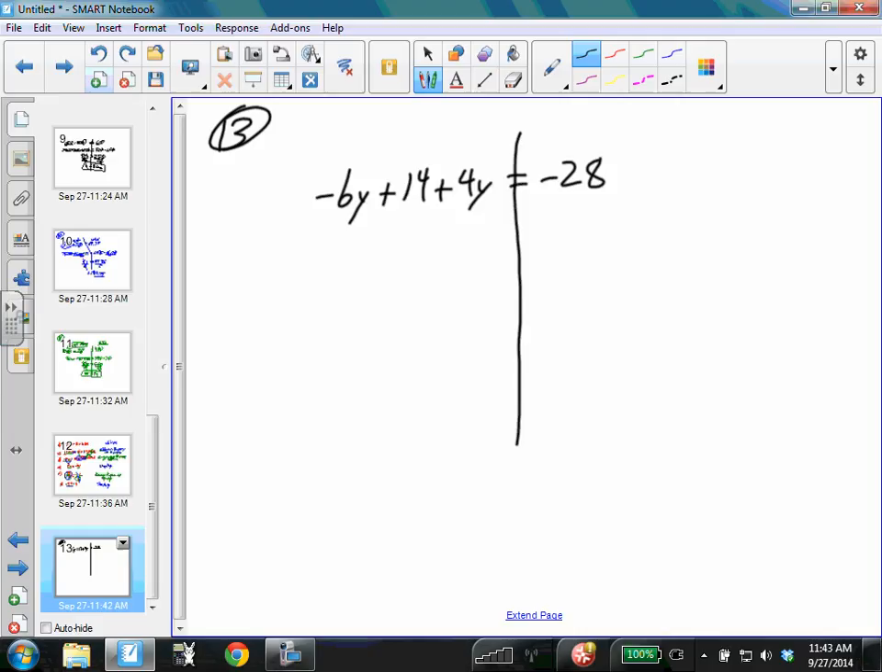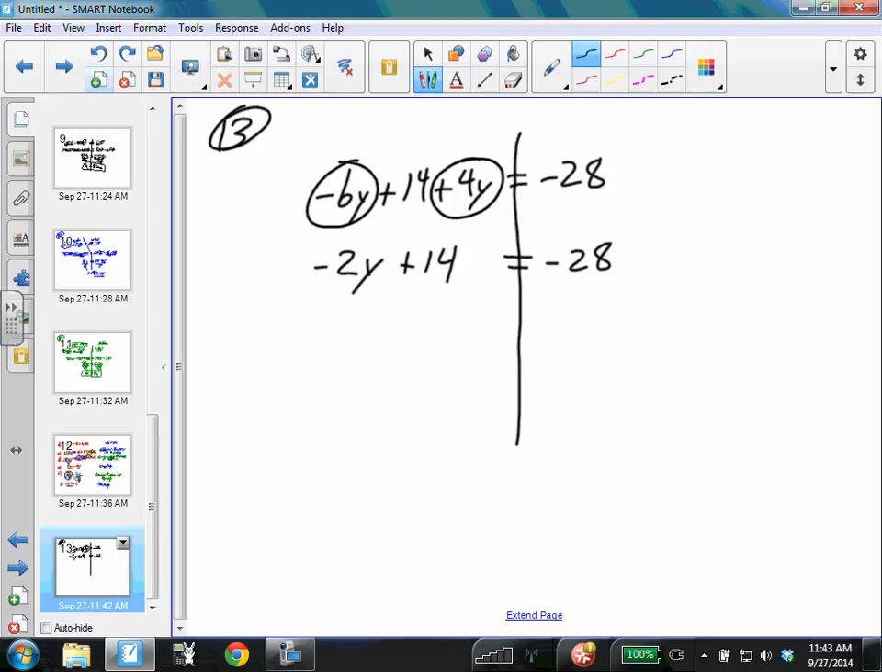So what I'm going to do is I'm going to try to simplify the left-hand side of this equation. And the reason I'm going to simplify it first is because hopefully you can see we have a 6y and a 4y over there. And so those are like terms that I can combine together. So a negative 6 plus 4, right? Negative 6y plus 4y. So if I combine those, it gives me negative 2y plus 14 is equal to negative 28.